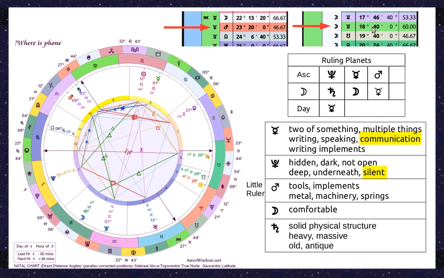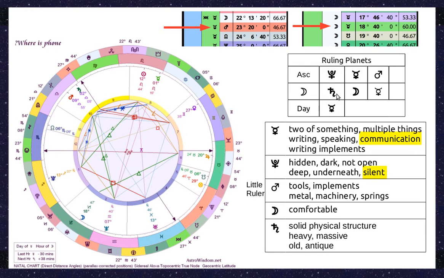So the moon position falls in this green box here, which has a small constellation ruler of moon, so moon goes right here, and a little ruler of Mercury, so Mercury goes right here. And it's in Capricorn, ruled by Saturn, so Saturn goes here.